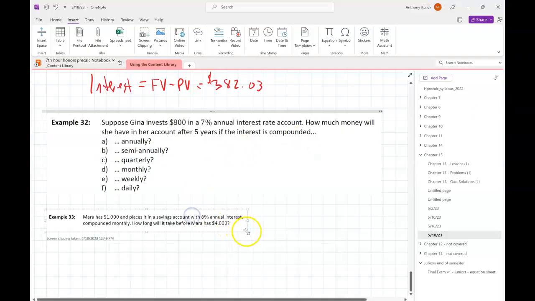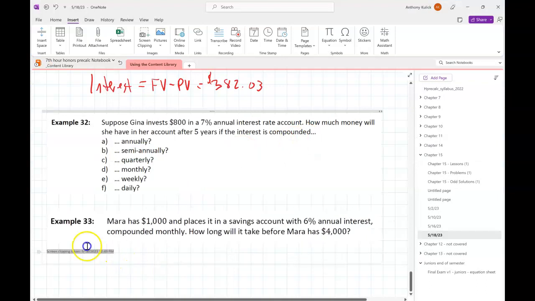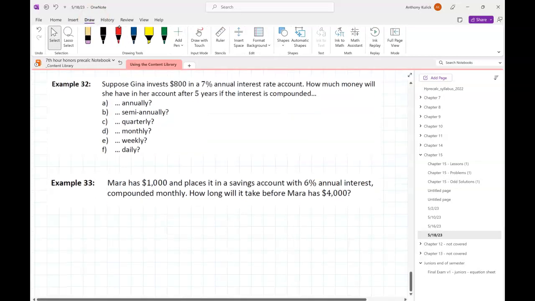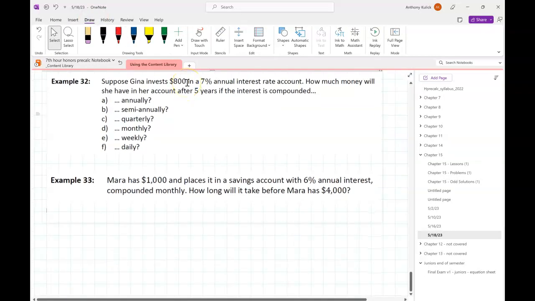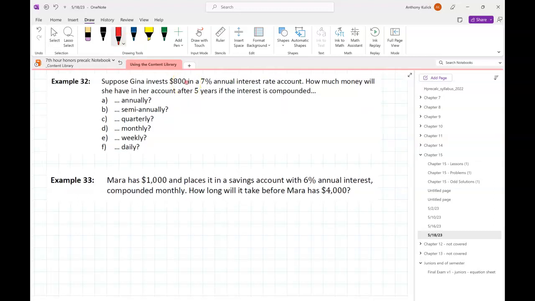All right, let's look at some compound interest situations here. Mara has $1,000 and places it in a savings account with 6% annual interest compounded monthly. How long will it take before Mara has $4,000? So again, compound interest. Future value is 4,000, present value is 1,000. R is 6. What's K? 12, because it said monthly. Good.